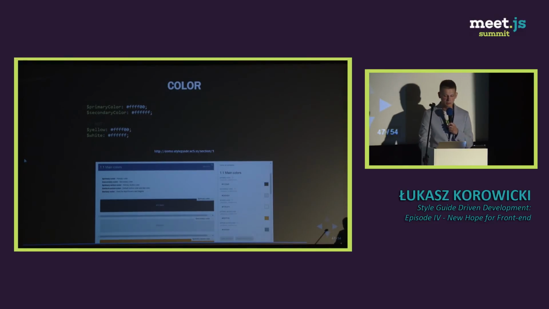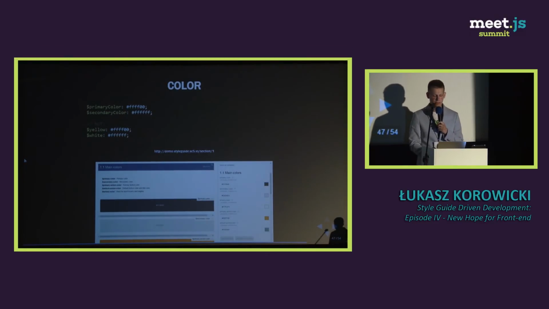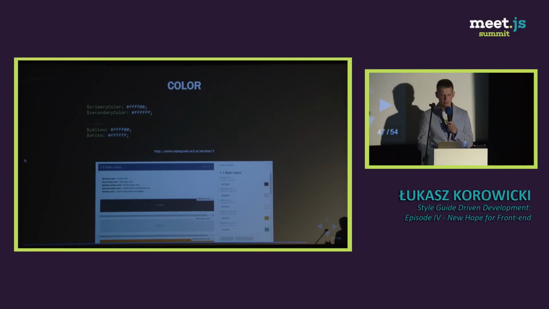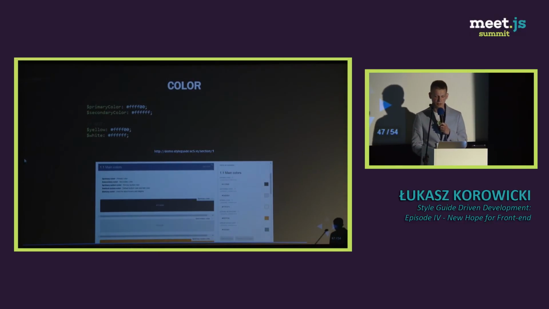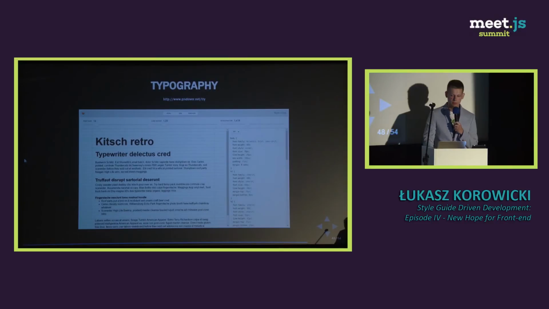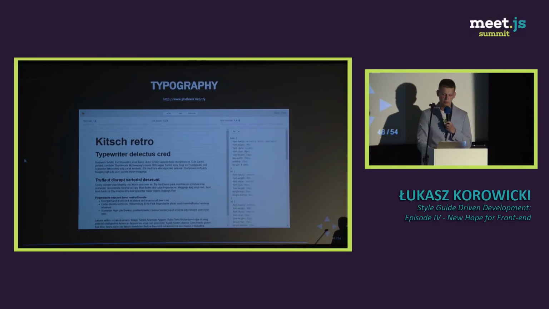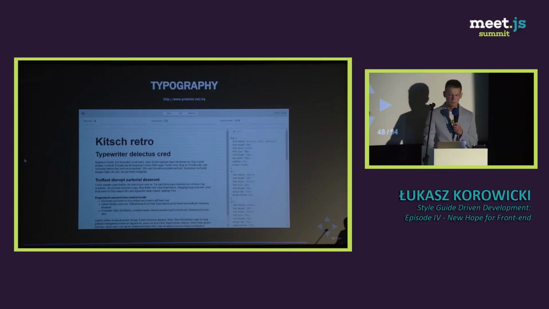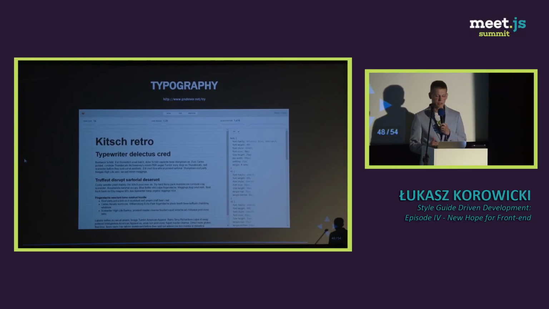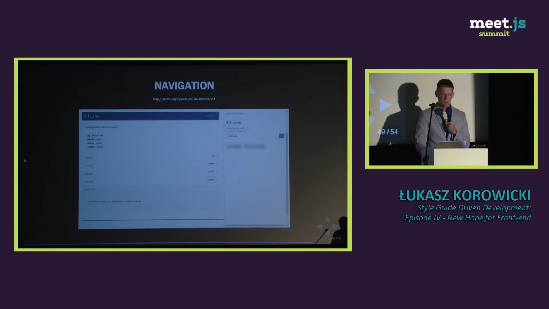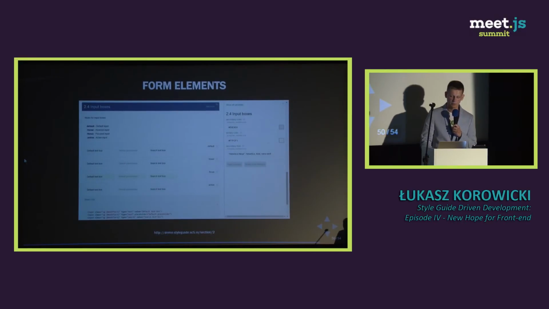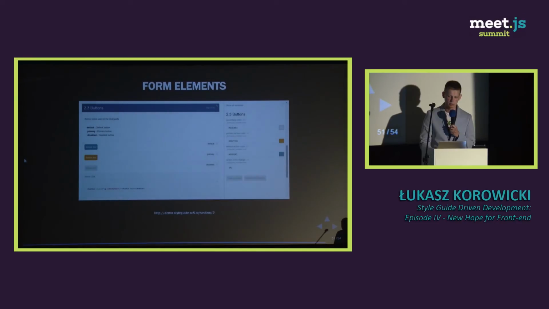And this is how it can look in the SC5 style generator. We have some color swatches and on the right hand side these variables that we can change. When we have typography, we can use Gridlover to create some vertical rhythm for our application. If we use some navigation comments, we can document our links. And for form elements, of course, inputs and buttons.